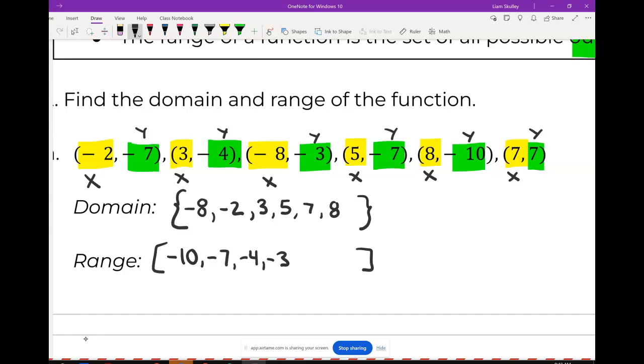-4, -3. I'm missing just +7. So I should have 5 of them, one less. All right, domain, all possible X values. Range, all possible Y values. Just making a list, basically. And you're given points. List of X values, your list of Y values.